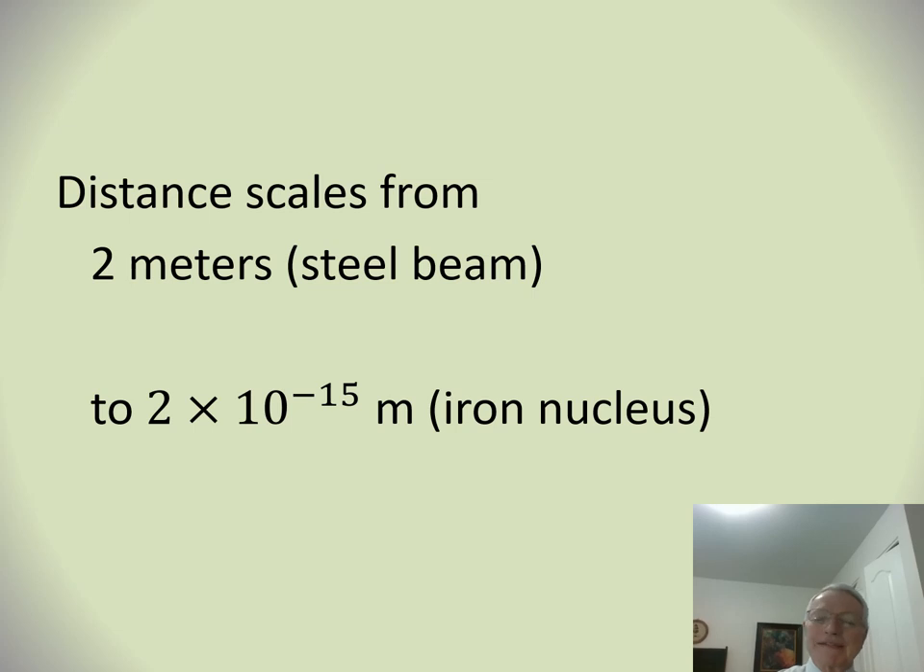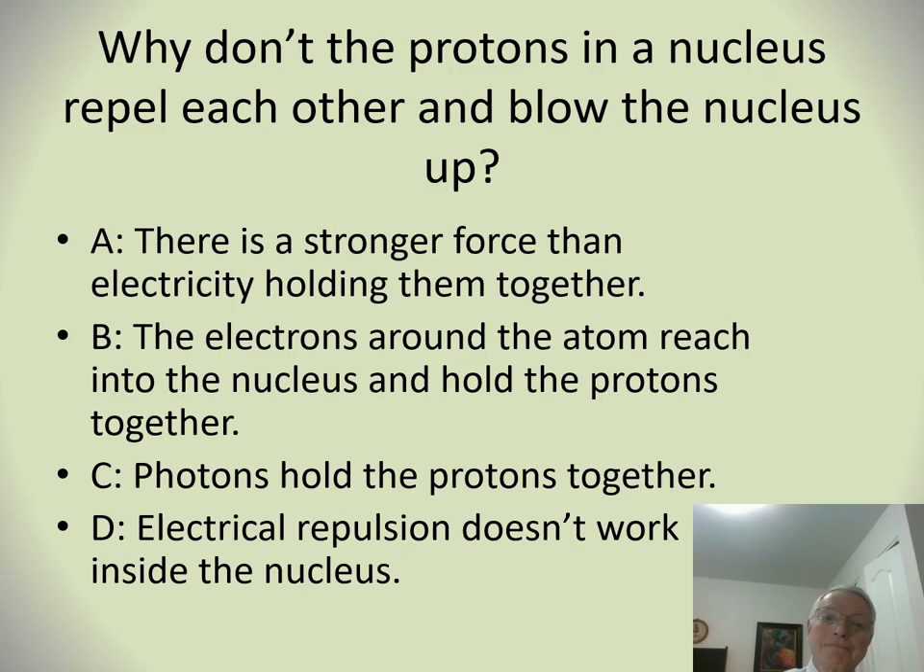This is crazy. We just went from a distance scale of 2 meters for the steel beam down to the iron nucleus at 2 × 10⁻¹⁵ meters. 15 orders of magnitude to get from that beam down to the nuclei, which give the atoms in the beam their mass. So here's a question for you. Why don't the protons in a nucleus repel each other and blow the nucleus up, making it impossible to have a nucleus in the first place?